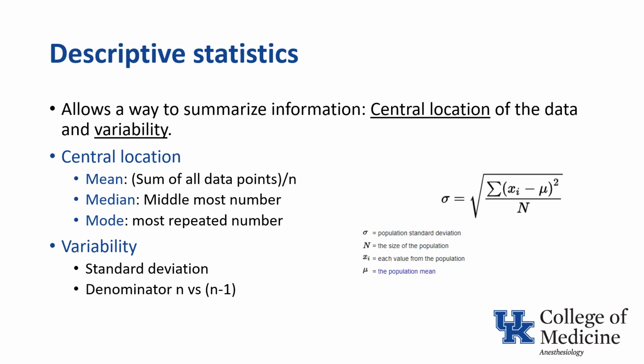Statistical theory demonstrates that if the denominator or the divisor in the formula is n minus 1 rather than n, the sample variance is an unbiased estimator of the actual population variance.